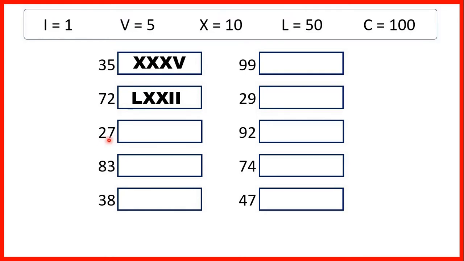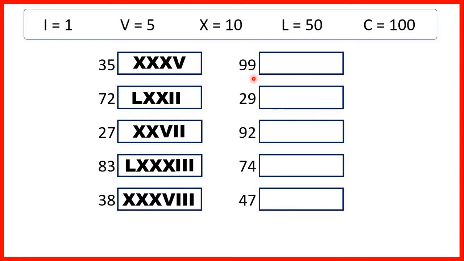Now 27, 20 is 2 tens, so 2 X's, and 7 is 5 and then 2 ones, so V and then 2 I's. 83, 80 is 50 and then 3 tens, so L and then 3 X's, and then 3 they made with 3 I's. For 38, 30 is 3 X's, then 8 is 5 and then 3 ones, so V and then 3 I's.